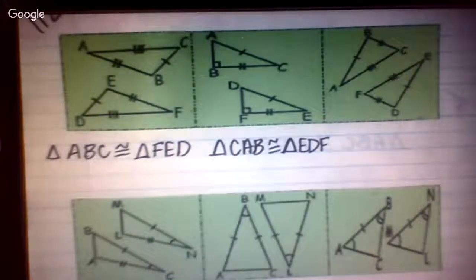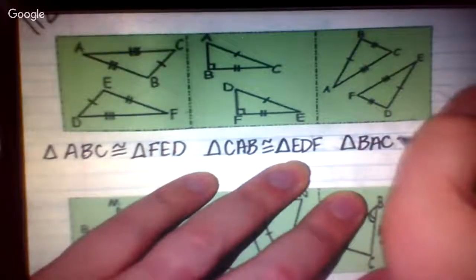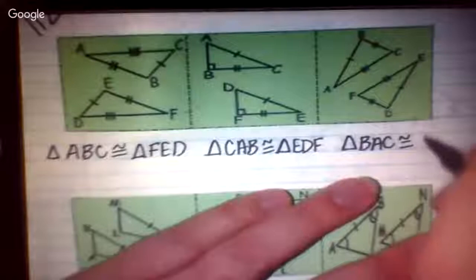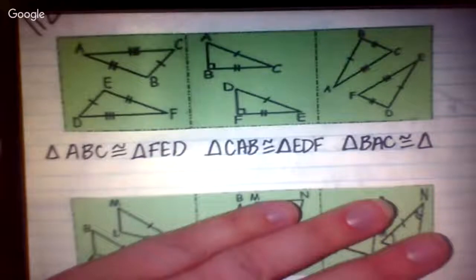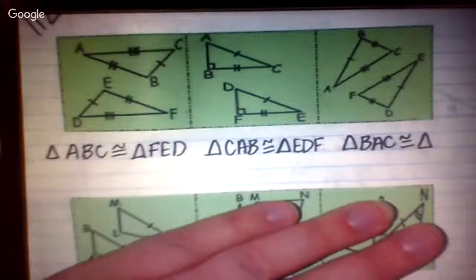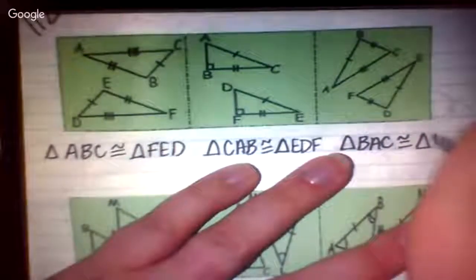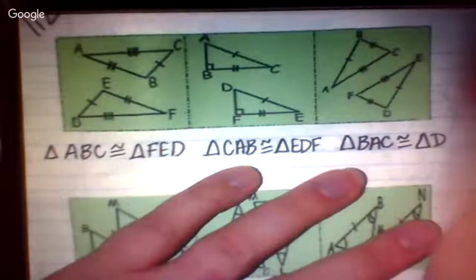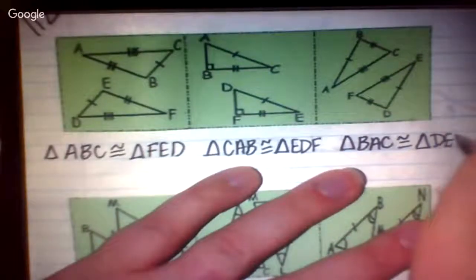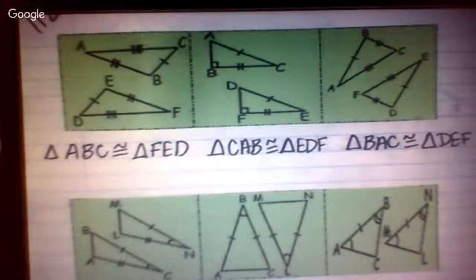Okay, let's try this last one. I want to do triangle BAC. So where do I start with my second triangle? D. B is in between side 1 and side 2, so I need to start with D. D to what? E, because I went across side 1. So we're at E. And finally F. Okay. Questions?